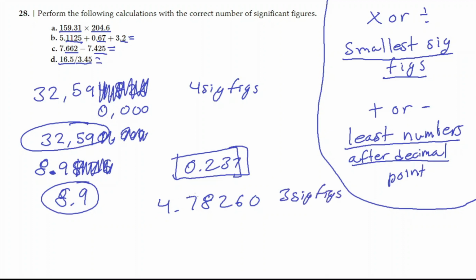So we have 4, 7, 8 here. Those are going to be our sig figs. Everything after, the 2, 6, and 0, is going to be insignificant. So our final answer would be 4.78 with 3 sig figs.